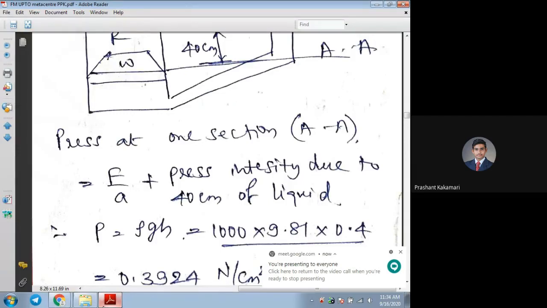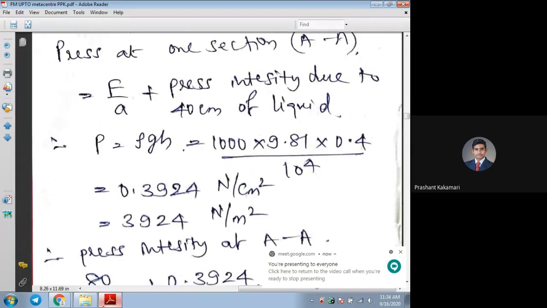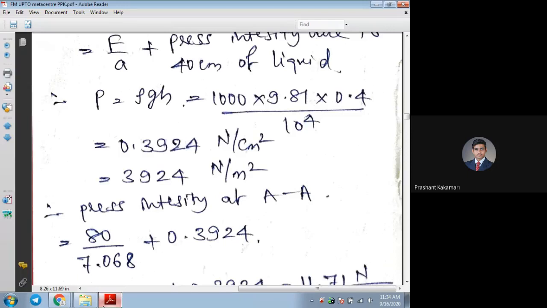So that's why, for the pressure intensity due to 40 centimeter of liquid, they have taken rho g h. So force per unit area plus rho g h is the total pressure acting on the right side. Here h is 40 centimeter, which they have converted into meters. So finally, the pressure acting on the right side limb is 3924 newton per meter square. Now we need to check how much pressure should be acting on the left side. Is that clear?